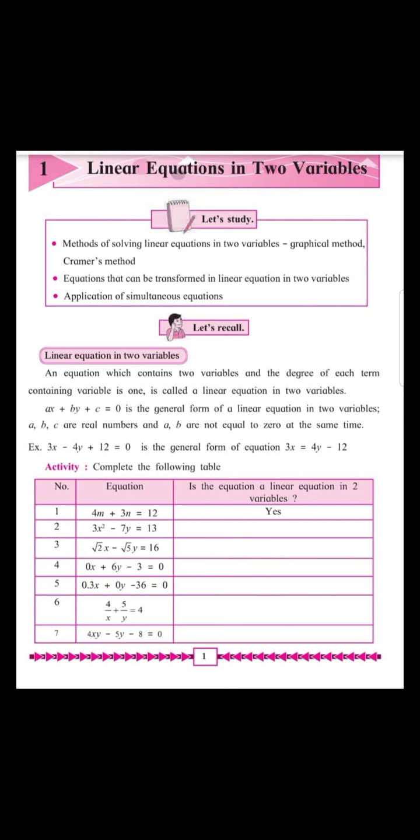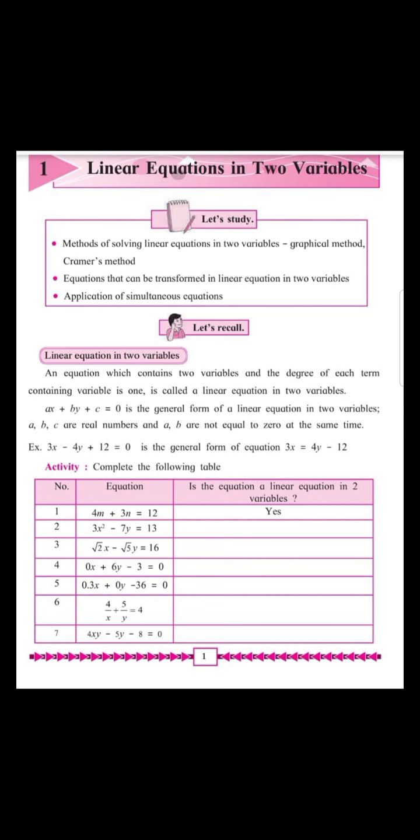In general form, at the right side of the equation there is always 0. So that term 12, if we convert it into general form, it becomes 4m plus 3n minus 12 is equal to 0. Means a is equal to 4, b is equal to 3 and c is equal to minus 12. 4, 3 and minus 12, all these are real numbers.